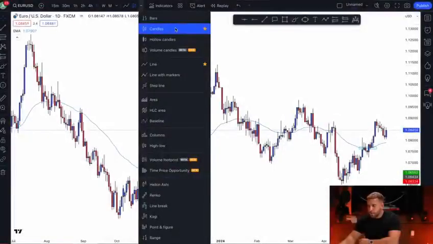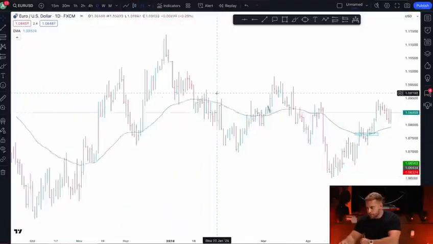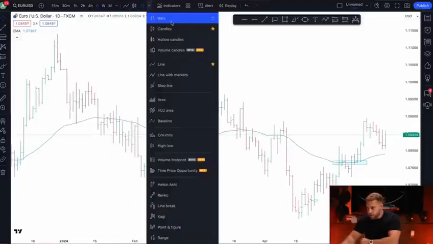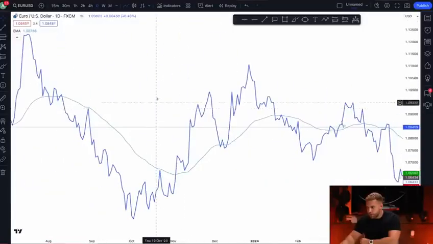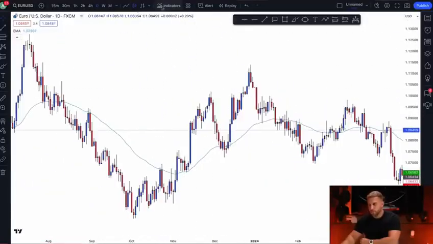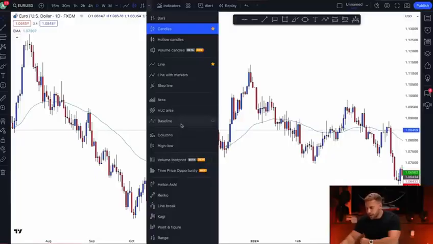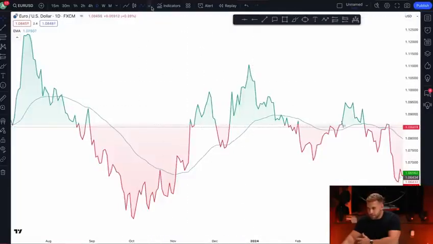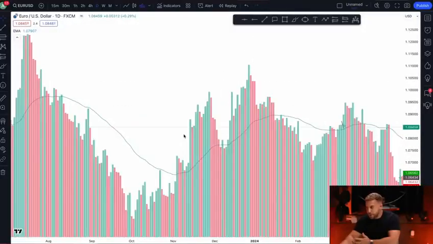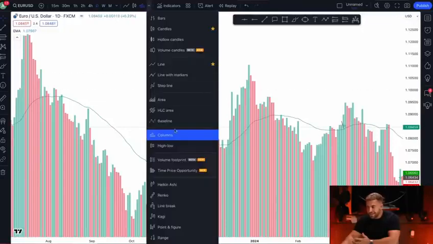As you can see right here, these are different types of technical charts that you can analyze. You can have the bar chart, you can have the line chart, you can also have the candlestick chart, which is the most famous one. And then obviously you have all of these different types of charts, which I honestly have no idea how to read, and I've never even attempted to.